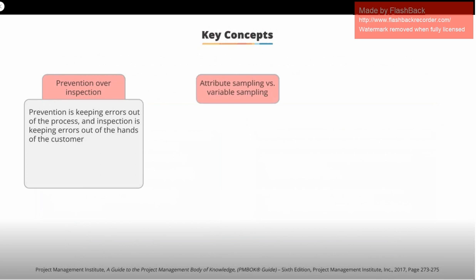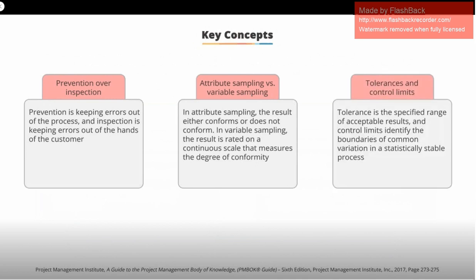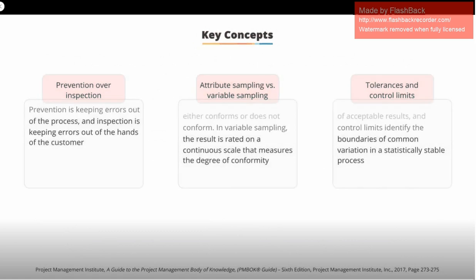Attribute sampling versus variable sampling. In attribute sampling, the result either conforms or does not conform. In variable sampling, the result is rated on a continuous scale that measures the degree of conformity. Tolerances and control limits. Tolerance is the specified range of acceptable results, and control limits identify the boundaries of common variation in a statistically stable process.